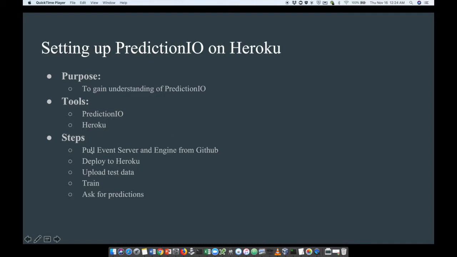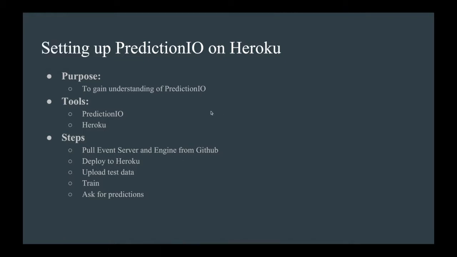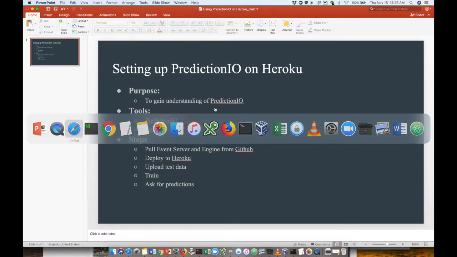The tools we're using are the PredictionIO framework and Heroku, and the steps roughly would be: deploy the event server and engine from GitHub to Heroku, upload some test data, train it, and ask for predictions.